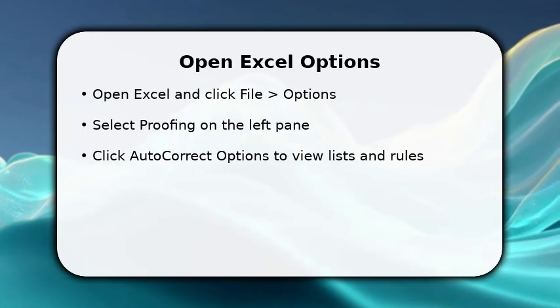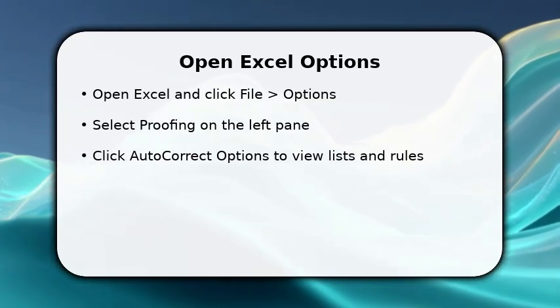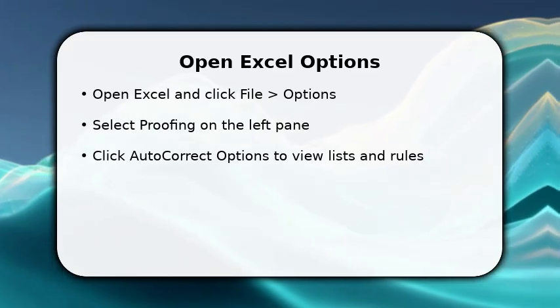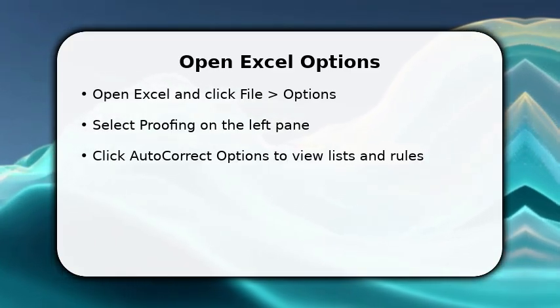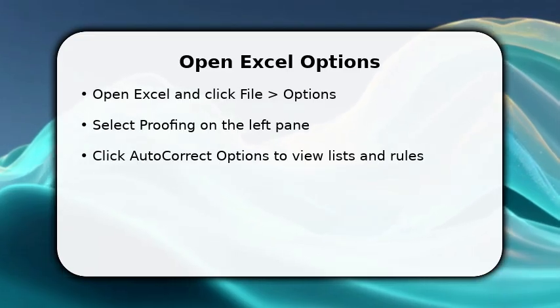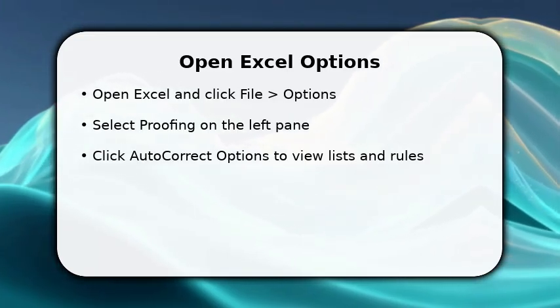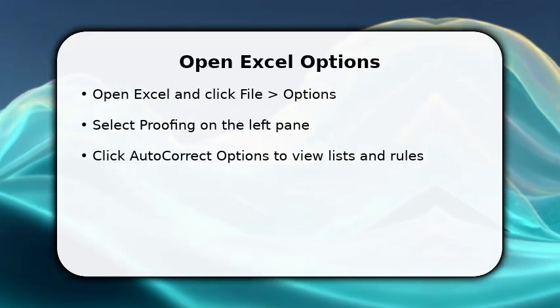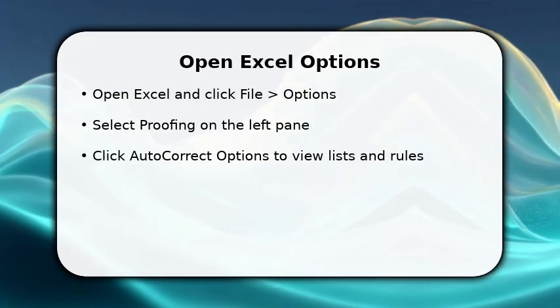You begin inside Excel. Open File, then Options to get to the settings. Once in Options, choose Proofing because Autocorrect lives there and controls typing corrections. Click Autocorrect Options to expose the replacement list and behavior checkboxes. You do this now to access built-in rules and any custom entries you'll add.